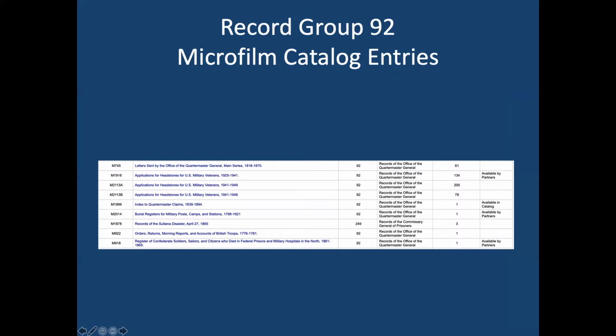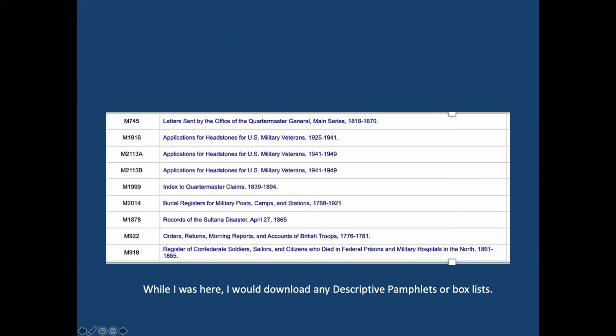So what I would normally do is copy the microfilm catalog entries for Record Group 92, the records of the Office of the Quartermaster General. And notice that we have 1, 2, 3, 4, 5, 6, 7, 8 different microfilms. One of them is over 200 rolls, so it's identified as 2 lines. And then over on the right-hand side, you see available by partners, available in catalog, that kind of thing. So I usually blow it up a little bit larger so that I can see it.